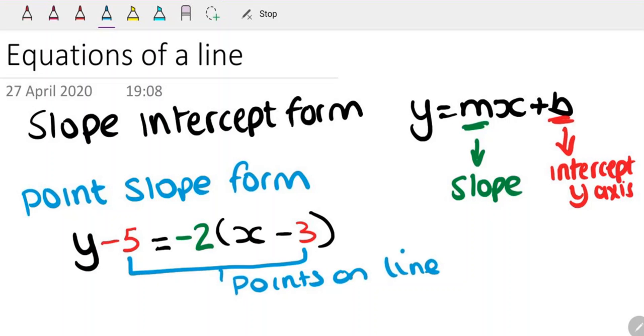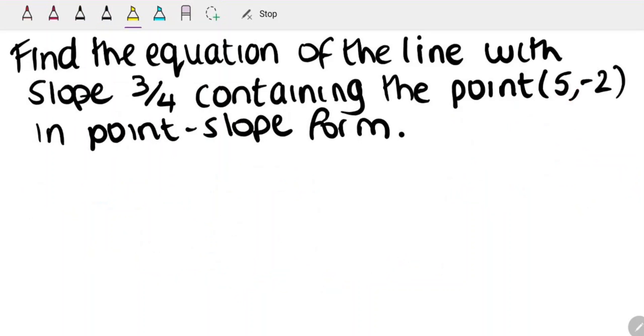So we'll have a look at some examples. So we have the question, find the equation of the line with slope 3/4. So let's highlight that. So we have slope is 3/4. And containing the points, so we have 5, minus 2. And then it says in point slope form.